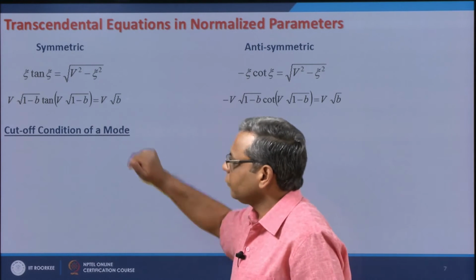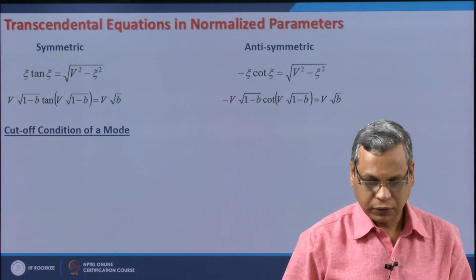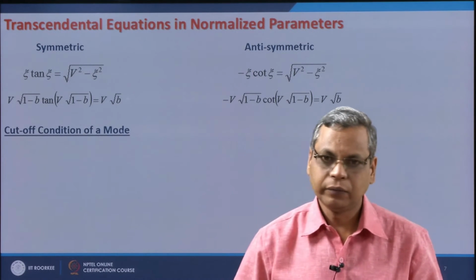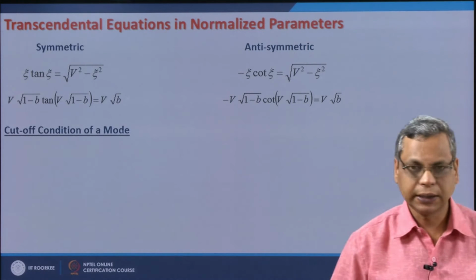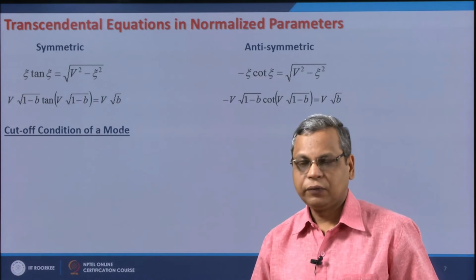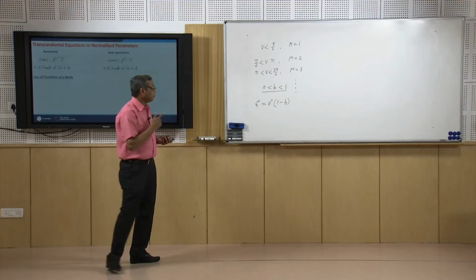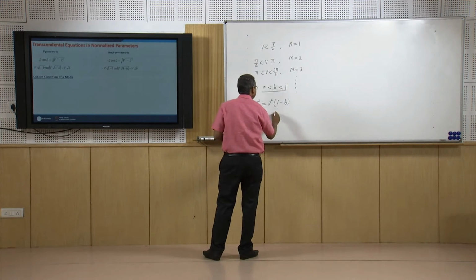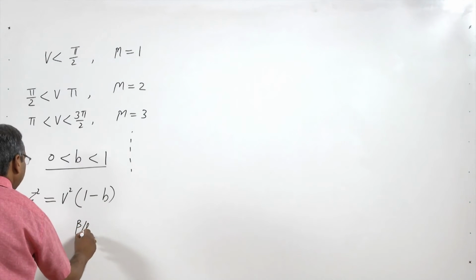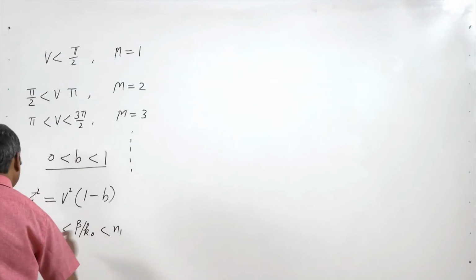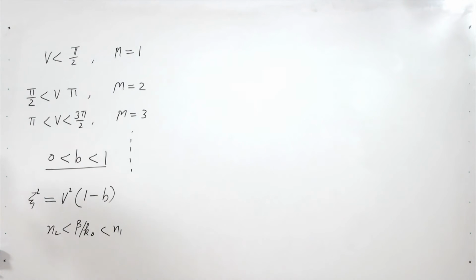From here I can find out the cutoff condition of a mode. A mode is said to be cut off when its propagation constant approaches k naught n2. I know that for guided modes, n effective, or beta over k naught, lies between n2 and n1. So if this beta over k naught approaches n2, then a particular mode is cut off.